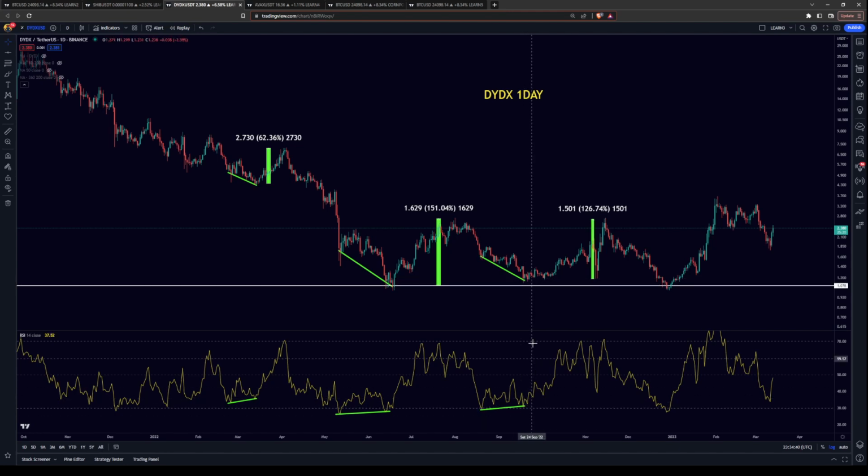If you had entered on this divergence close to the support area, you'd be coming all the way up to here. This is a 126% move. And again, once you got up to those overbought conditions, you exit the trade and then wait for the same scenario to happen again. Okay, the next chart we're going to look at is AVAX.